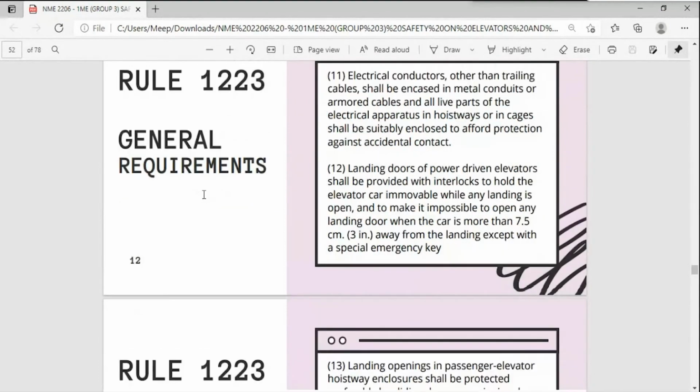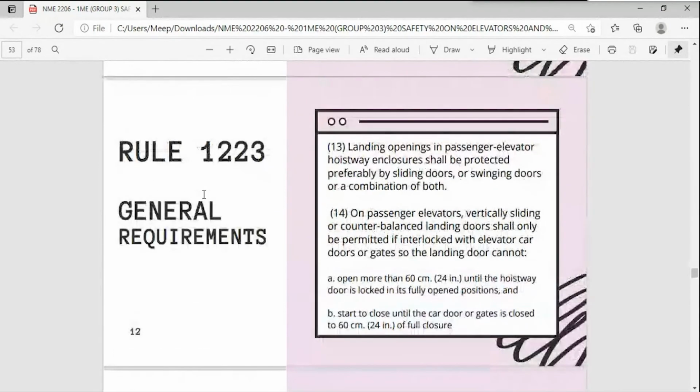So 14, on passenger elevators, vertically sliding or counterbalanced landing doors shall only be permitted if interlocked with elevator car doors or gates so the landing door cannot open more than 60 centimeters until the hoistway door is locked in its fully open position, and start to close until the car door or gate is closed to 60 centimeters for closure.